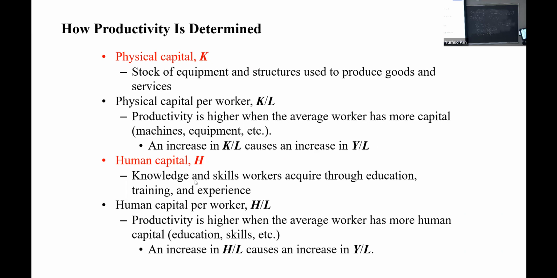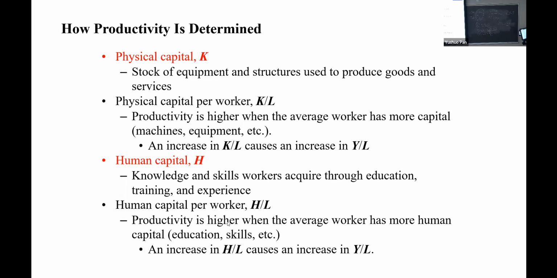And the second determinant is human capital, H. Human capital is the knowledge and skills workers acquire through education, training, and experience. So when we talk about human capital, we have three ways to acquire or improve it: education, training, and experience. All right? There are three ways to improve human capital.